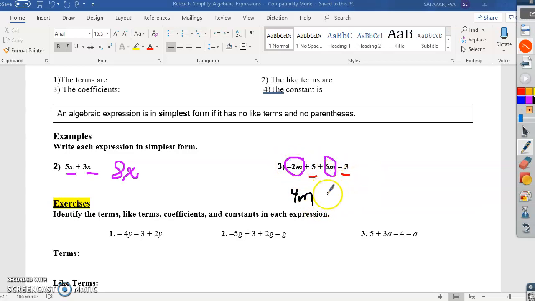And then you have 5 minus 3, which is 2. And I'm going to go ahead and put plus 2 because that 2 is going to be positive. And this is your final answer. 4m plus 2 is your final answer.